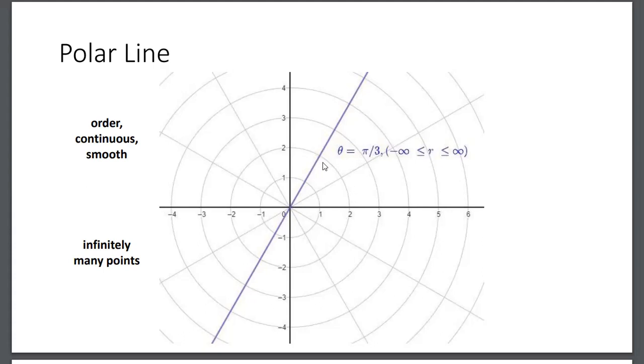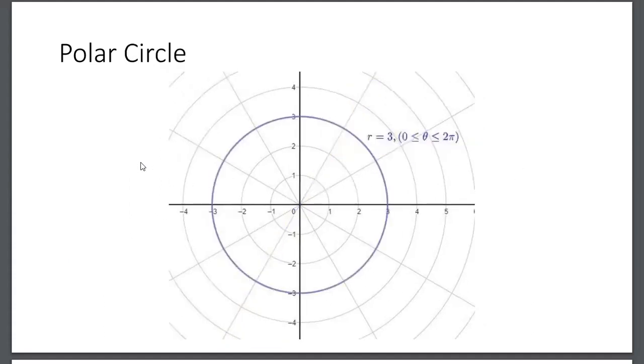Pi over 3 is 60 degrees, and we're going with pi over 6's here for the wedges. Pi over 3, it doesn't matter what r is, any r, as long as you have pi over 3 rotation, you get a line. For this particular notation here, we say r can vary between negative infinity and positive infinity, off that way or down that way. It's a line, it doesn't end here. This is just where the graph border is cut off.